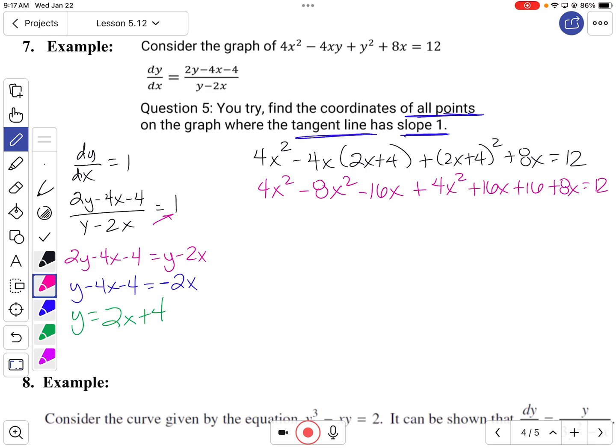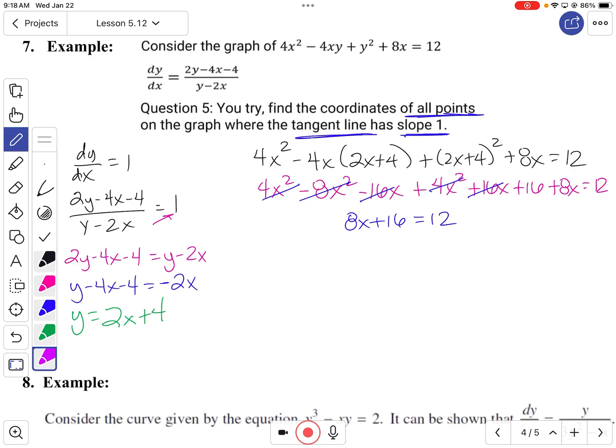I think I did all that right. All right, let's see if I can get rid of some stuff. I can drop the 4x squares and the minus 8x squared, the negative 16x and the 16x. So I end up with 8x plus 16 equals 12. Yay, just going to get one.